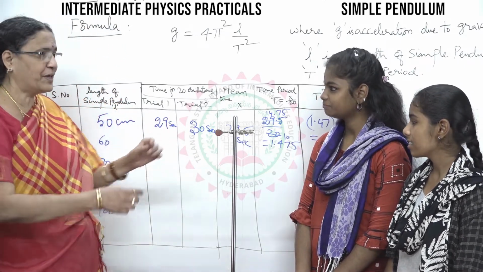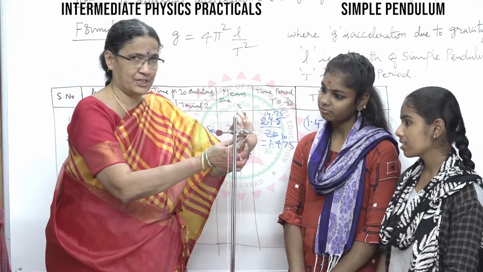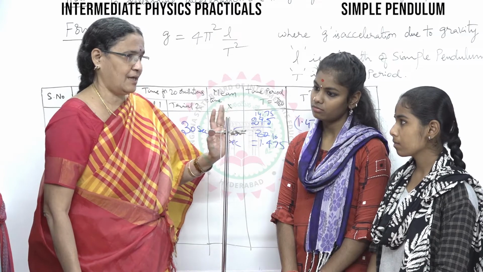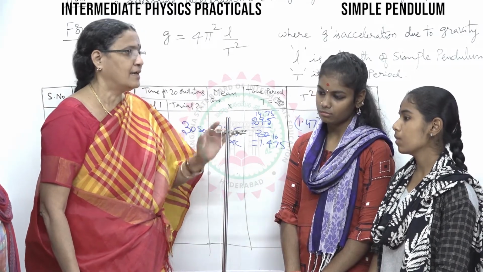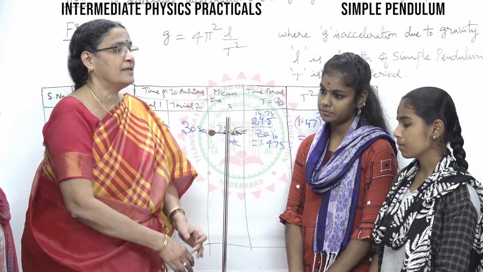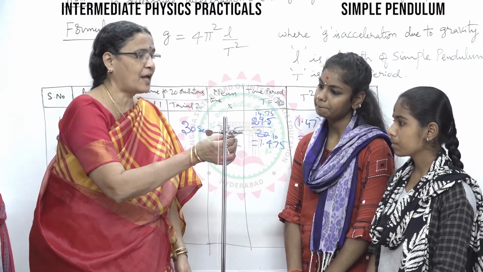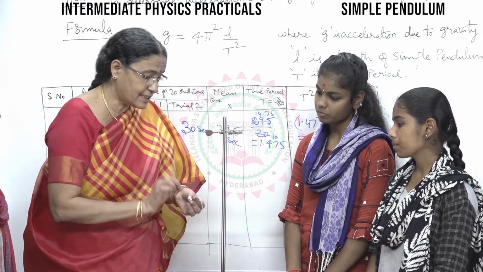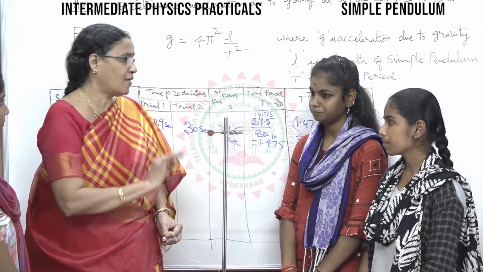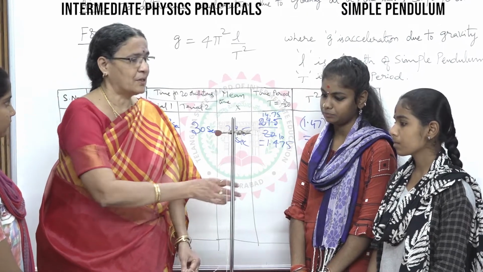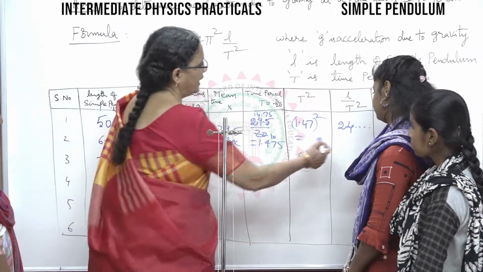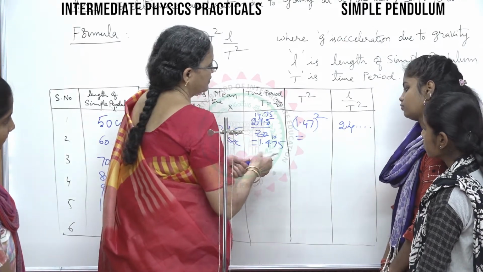If you take from the point of suspension till the end, it is 101, and till the center of gravity, it is only 100 centimeters. Simple pendulum length is from the point of suspension till the center of gravity only, which lies at the center for a sphere. So, like that, you are going to take 6 values.